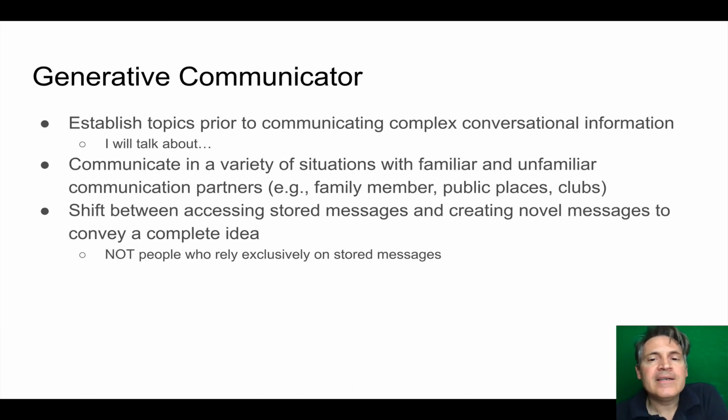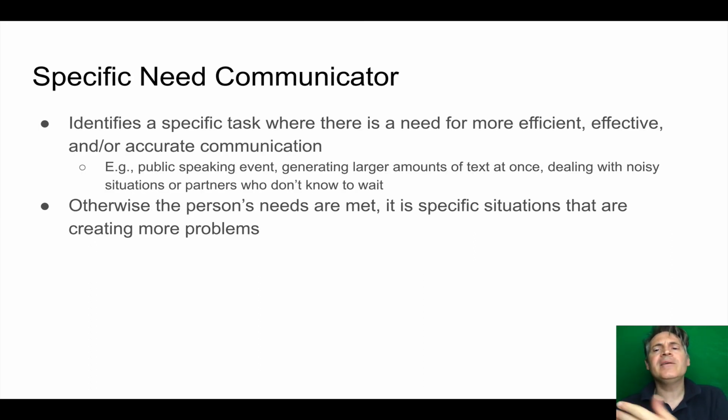Your generative communicator is somebody who can establish topics, and this is something you may want to discuss as a strategy. Hey, give people some clues about where you're headed, and they're going to better be able to help you co-construct a situation, particularly if you get into a little trouble with some of your typing or word prediction. But this person's going to be shifting back and forth between stored messages and then some typing. So this is not people who only use stored messages, who only have utterance-based communication. These are for people who can start to generate some new things on their own through writing and drawing too. And a specific need communicator is a person who identifies a particular task where they're really struggling and you need to problem solve around that task.